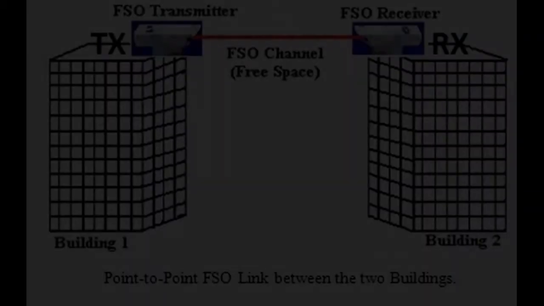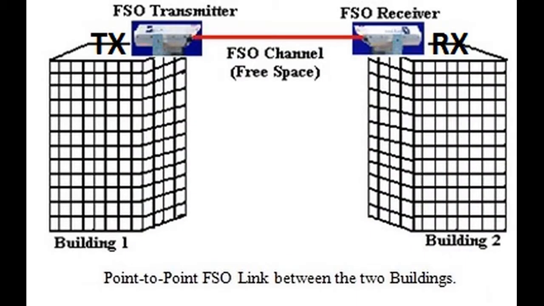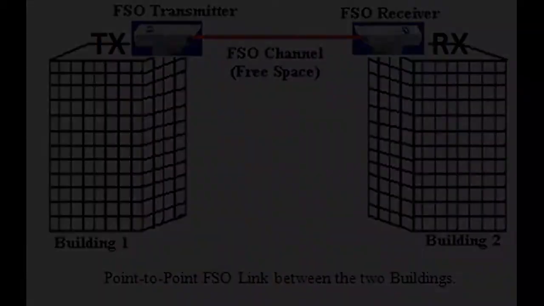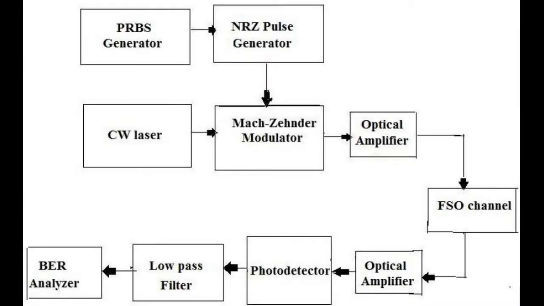For design and simulation, the fundamental elements that form an FSO system are the FSO transmitter, an FSO channel and the FSO receiver. Here TX and RX represent transmitter and receiver respectively. The transmitter includes the PRBS, pseudo-random bit sequence, generator, NRZ pulse generator, a laser source and MZM, Mach-Zehnder modulator.